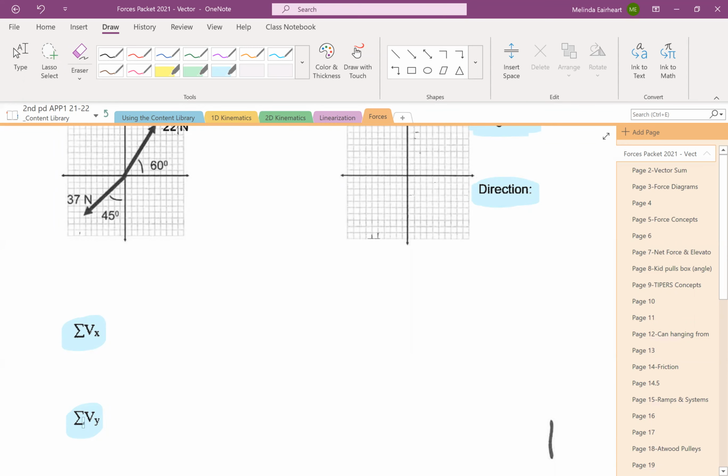Good deal? All right, so give that one a try. I'll be walking around to answer your questions, ask each other questions, work together. Hopefully you can get this one done before you leave. All right, we're only going to spend like 15-ish minutes next class on vector addition, and then we're jumping right into forces.